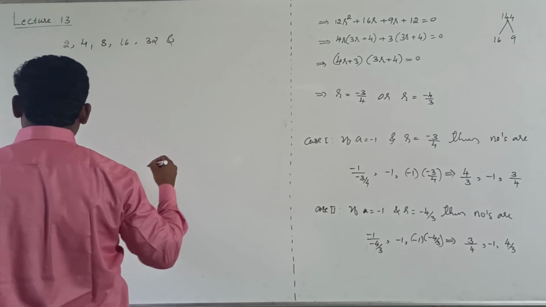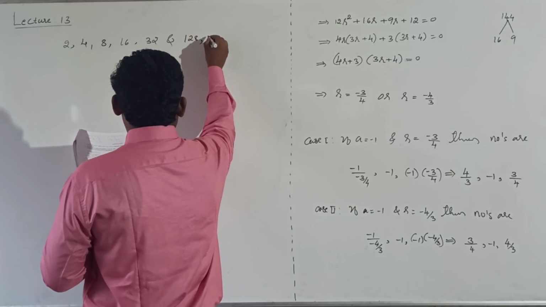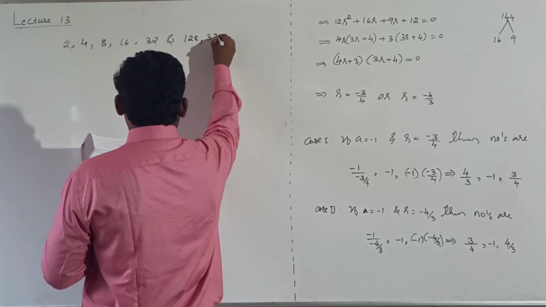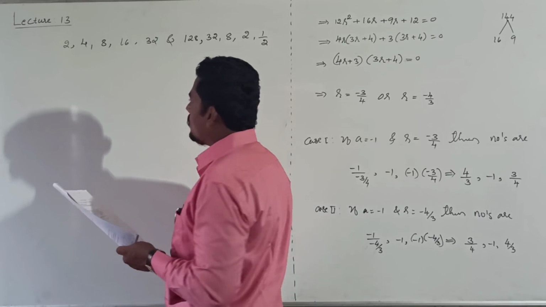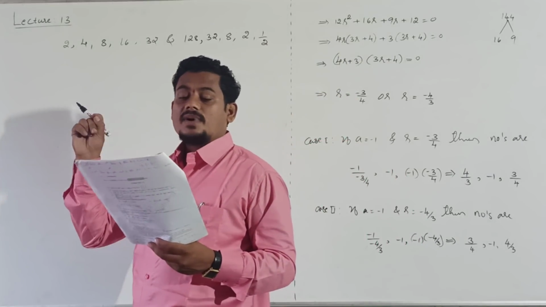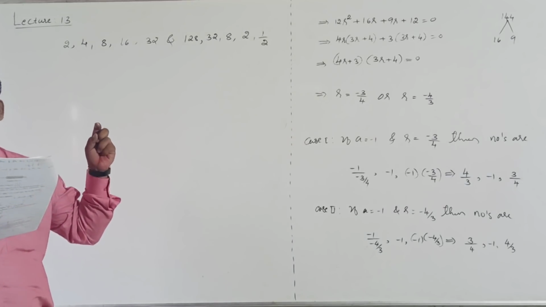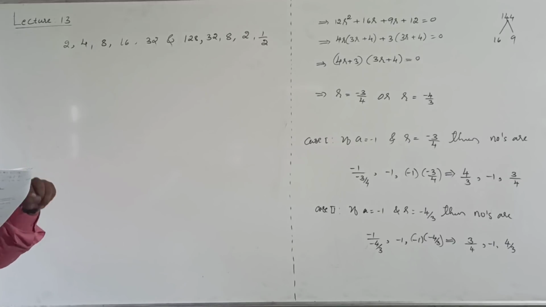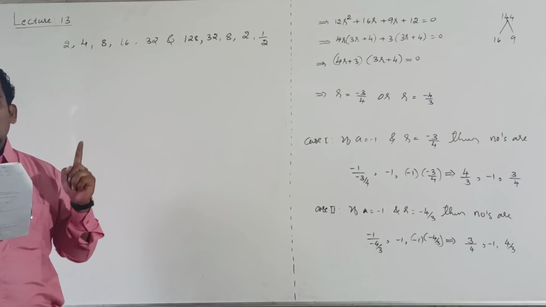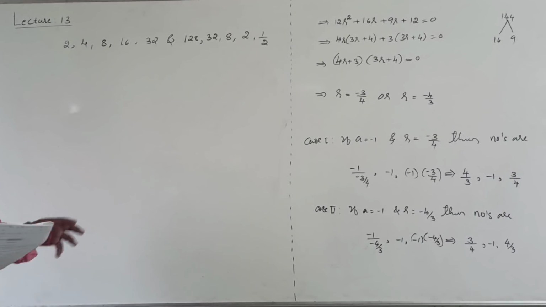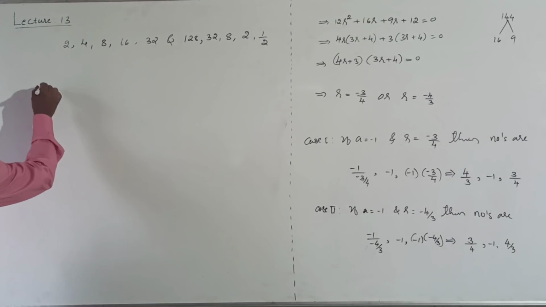And one more sequence: 128, 32, 8, 2, 1 by 2. Once again, the question: find the sum of products of the corresponding terms of the sequences 2, 4, 8, 16, 32 and 128, 32, 8, 2, 1 by 2. What is our required sum?